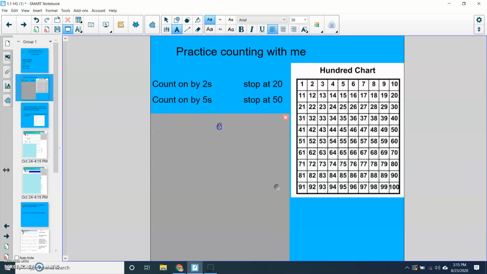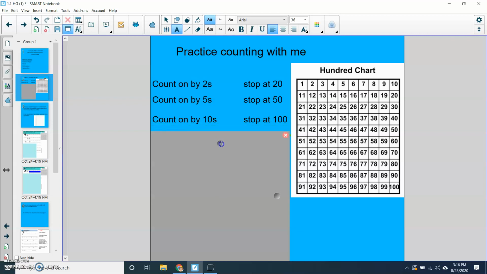Let's try another one. This time, let's count by 5s. We'll start at 5 and we'll stop at 50. Here we go. 5, 10, 15, 20, 25, 30, 35, 40, 45, 50.